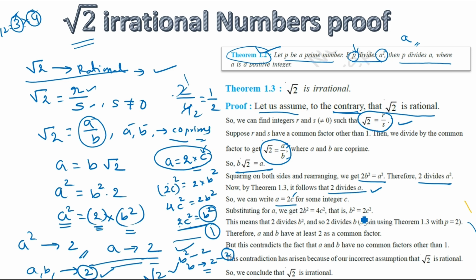If we substitute in this equation, we'll get B square is equal to 2C square. That means B square is divisible by 2. The theorem says that 2 divides B. That means A comma B have at least 2 as one common factor. This contradiction is happening because we assumed root 2 is a rational number. So root 2 is an irrational number.